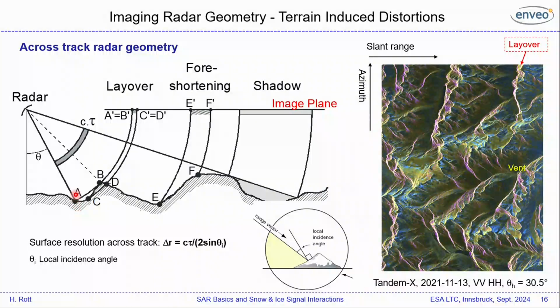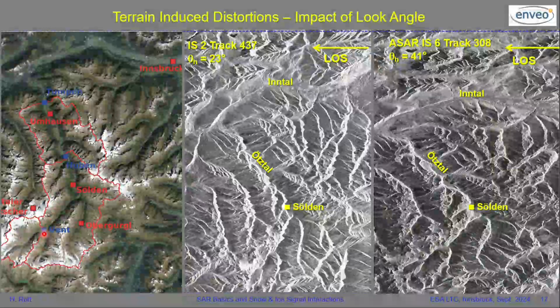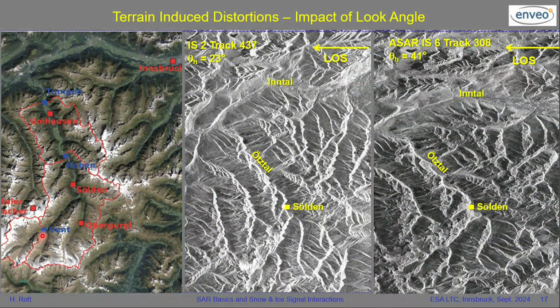which means you get the signal from three different stretches along the surface. Here A to C and to B, and from B to D on the back slope. And this means, for example, this is an image of this part of the Ötztal, Upper Ötztal, here's Fendt. This is Ötztal, and you will see here that there are steep mountain ridges.